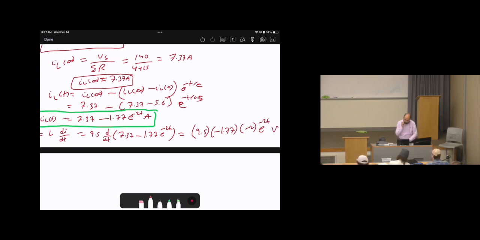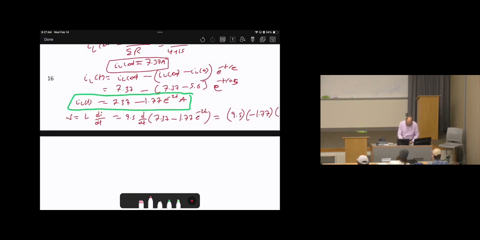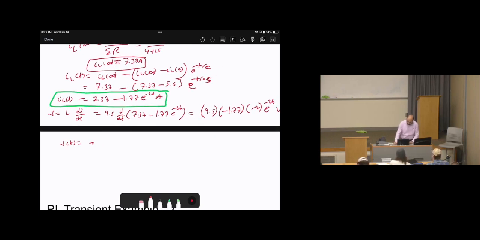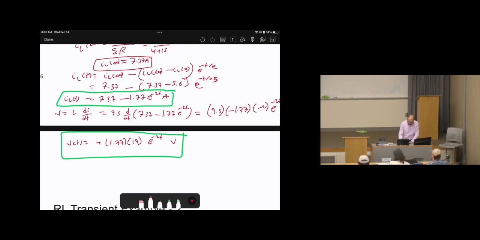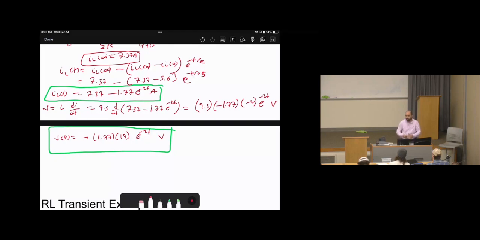So the final answer must be positive, but I don't know exactly what the exact value is. V of t should be positive 9.5 times 2, which is 19, times 1.77 times 19, e power negative 2t volts. But you need also to use the calculator to find it. Okay? This is the other 5 points.